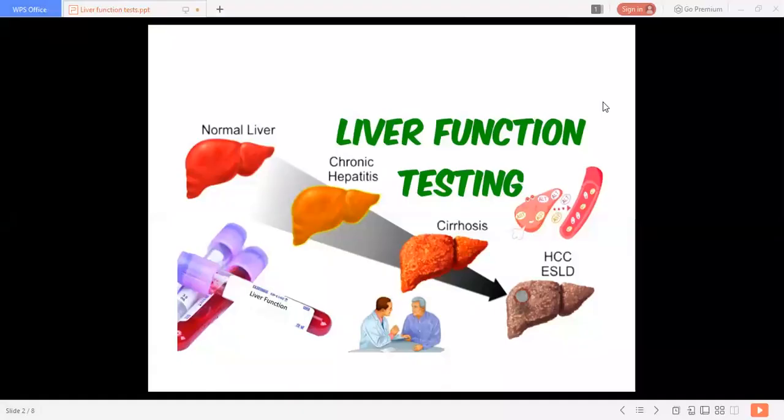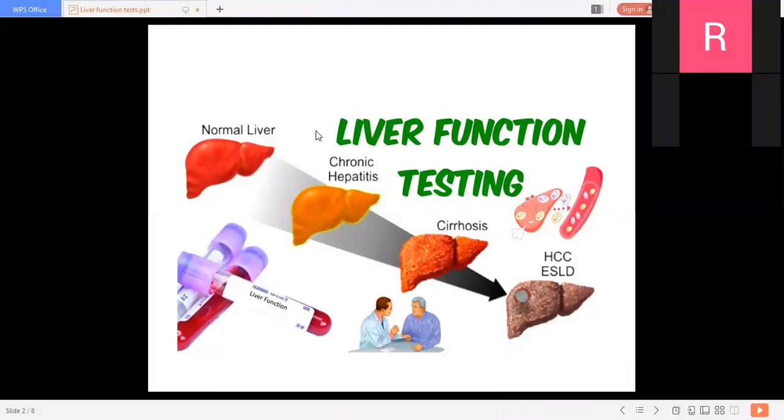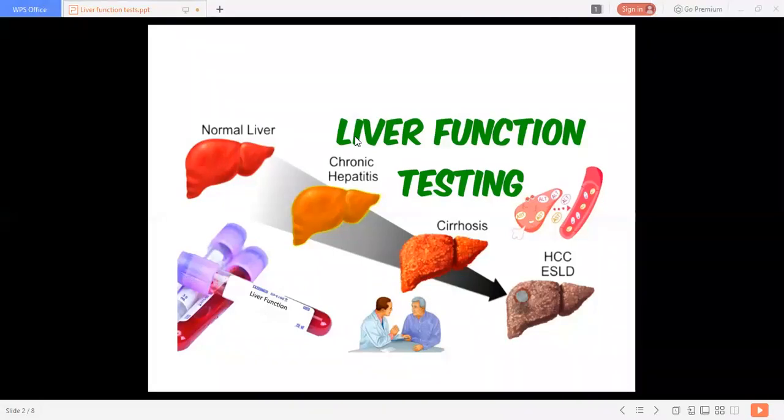Today's topic is liver function testing. Okay, so we are going to discuss the liver function tests. There are various tests you must have heard of while learning liver diseases. So today we are going to discuss the importance of liver function tests. What are the liver function tests? What is the significance of those tests? This part we are going to discuss today.